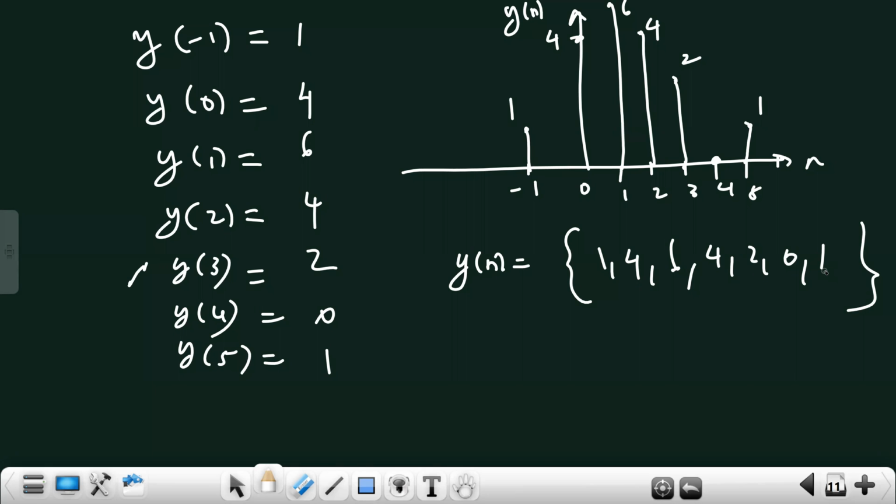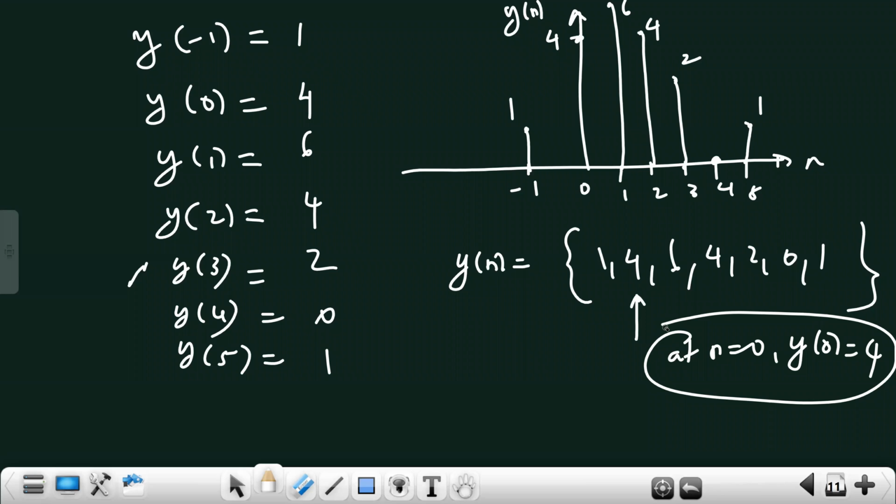I repeat, the arrow mark indicates the signal at the time n equal to 0. So after writing this particular set, under which number should you put the arrow mark? First 4. Yes, because at n equal to 0, you are having the answer as 4. So you are putting the arrow mark under 4. So this is a way of representing the output. Either you can draw the output as such, or you can represent it in the form of a set.